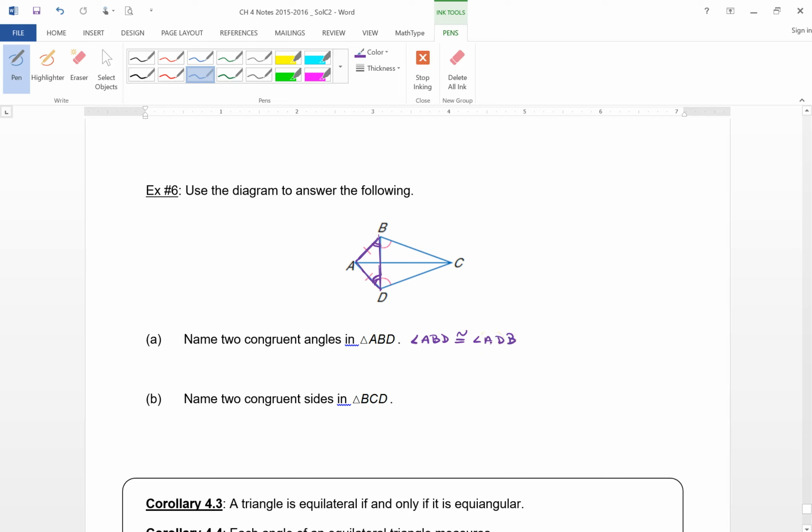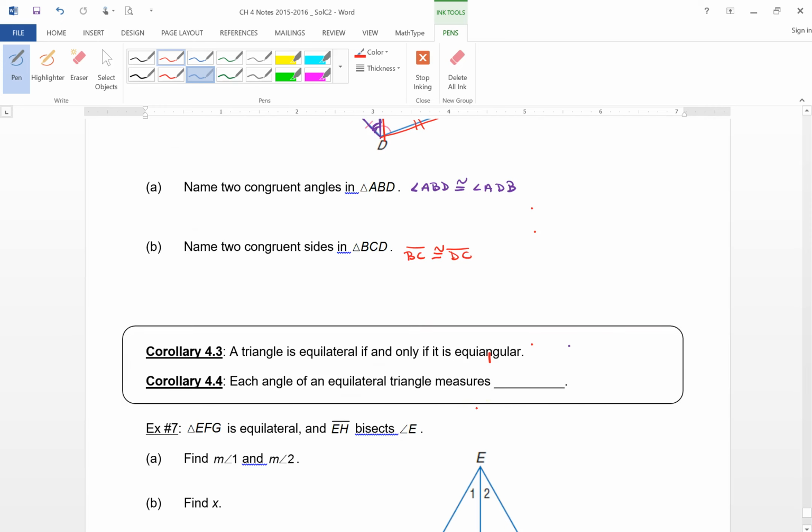Right, so if you look at the triangle that I've highlighted, you have an isosceles triangle because these two sides are congruent to each other, meaning the opposite angles are congruent. So here it says name two congruent sides in triangle BCD. Now I'm in this one, BCD. Okay, if these two angles are congruent, the included side is the base, meaning the two opposite sides are congruent to each other. So it's BC congruent to segment DC.